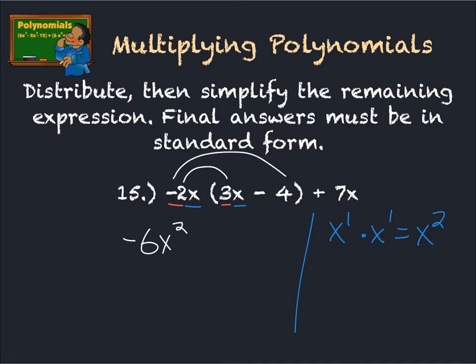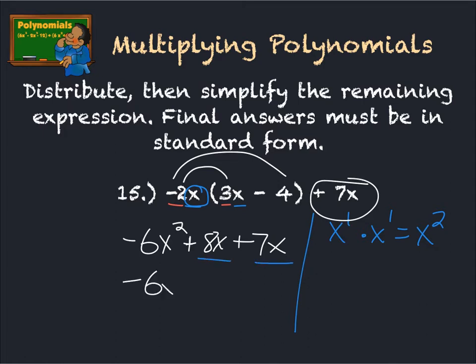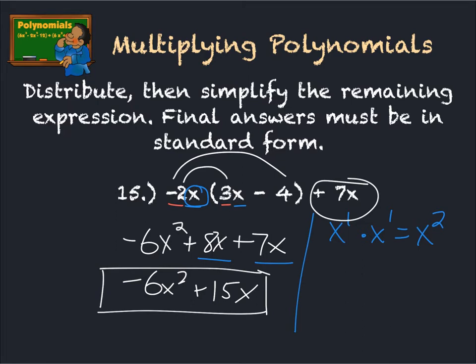We distribute again. Negative 2x times negative 4 would be positive 8. And then the negative 4 does not have an x, so we're just going to bring this x right here down. And then don't forget about this part right here, which is plus 7x. So now we are going to go ahead and see if we could combine any of these monomials. See if we could add these monomials together. And we can. We could add 8x and 7x and simplify this even further. So that would change this to negative 6x squared plus 15x. That would be your answer in standard form and simplified.